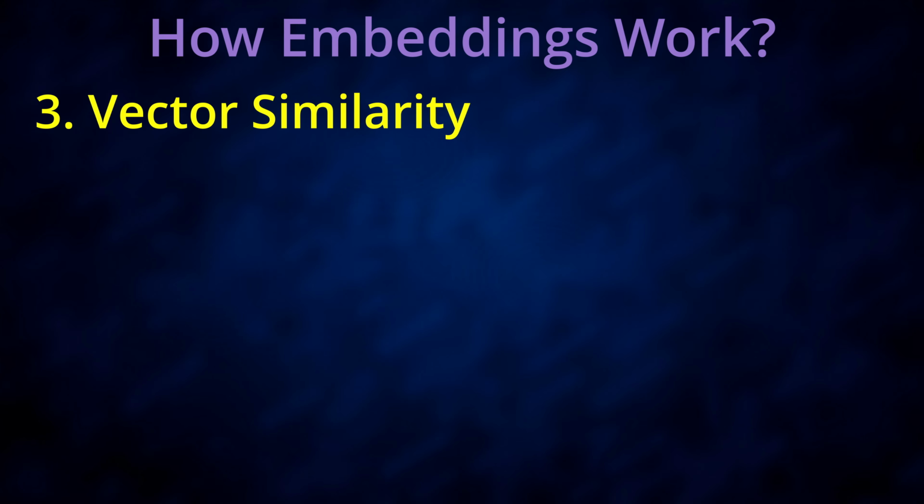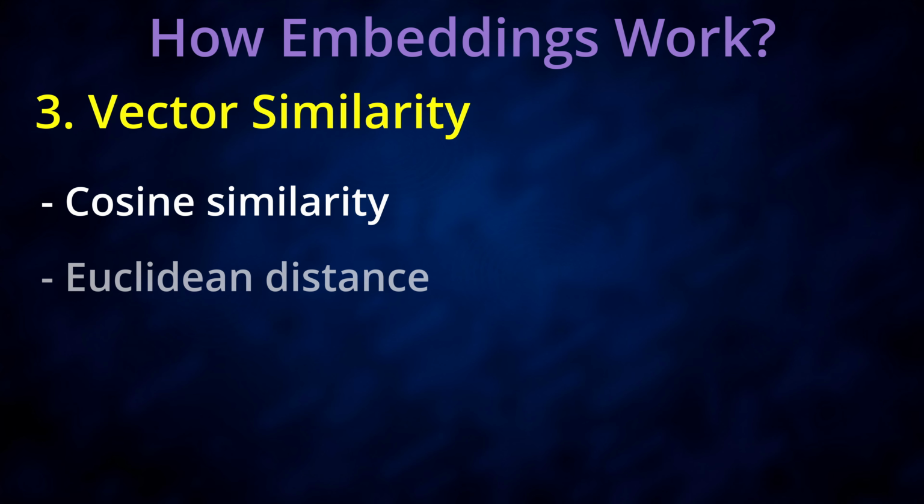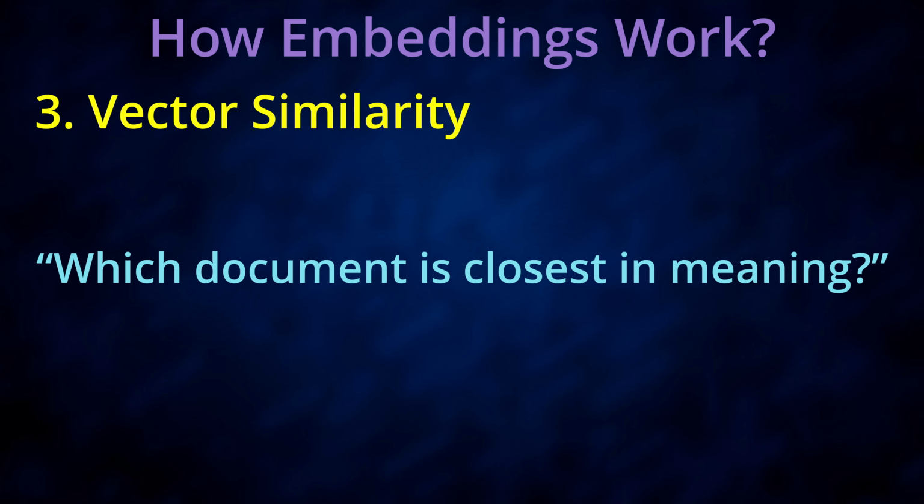Vector similarity. Machines compare vectors using cosine similarity, Euclidean distance, or dot product. This is how a model answers: which document is closest in meaning?